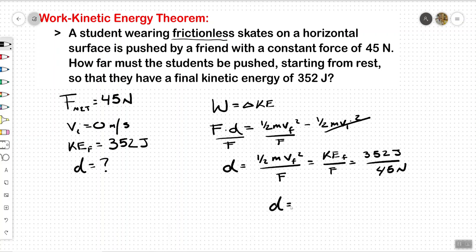And I would see that this student, in order to have that 352 joules of energy, would have to travel about 7.82 meters. So the key to this problem is understanding that work is equal to change in kinetic energy. Work is also equal to force times distance, and then change in kinetic energy is final kinetic energy minus initial kinetic energy. Since the object had no velocity at the beginning, it had no initial kinetic energy.